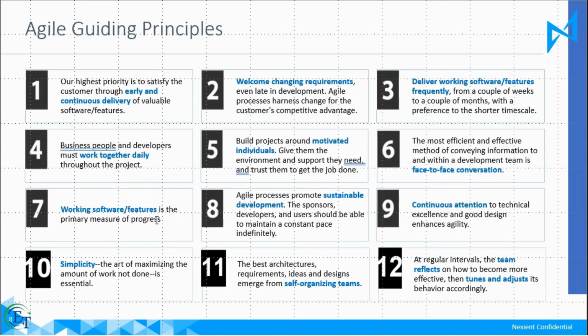Working software or features is the primary method of progress. So when we talk about software development, when we want to show progress, we do it through demos. We do not do it through documentation and through presentations, etc. We want to demo a working software and measure, which will be a primary measure of progress.